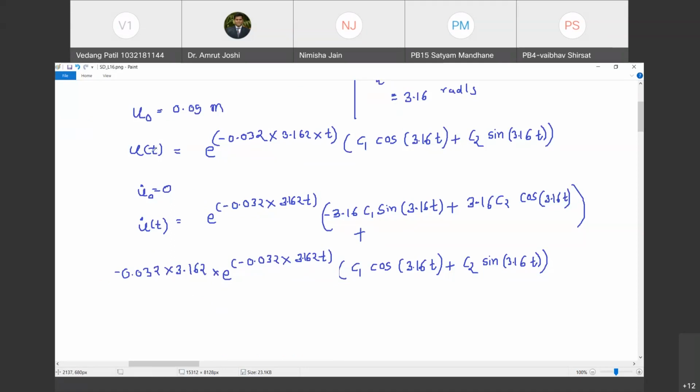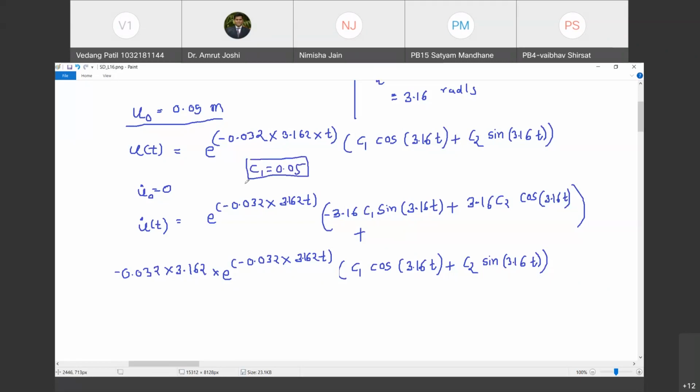So when I substitute t equal to 0 here, this boundary condition, the exponential term becomes 1 because t is 0. Then sin 0 is 0, so the second term vanishes. Cos of 0 is 1, so we have only C1 here. Do you agree with me? So from the first condition, I clearly get C1 has to be equal to 0.05.